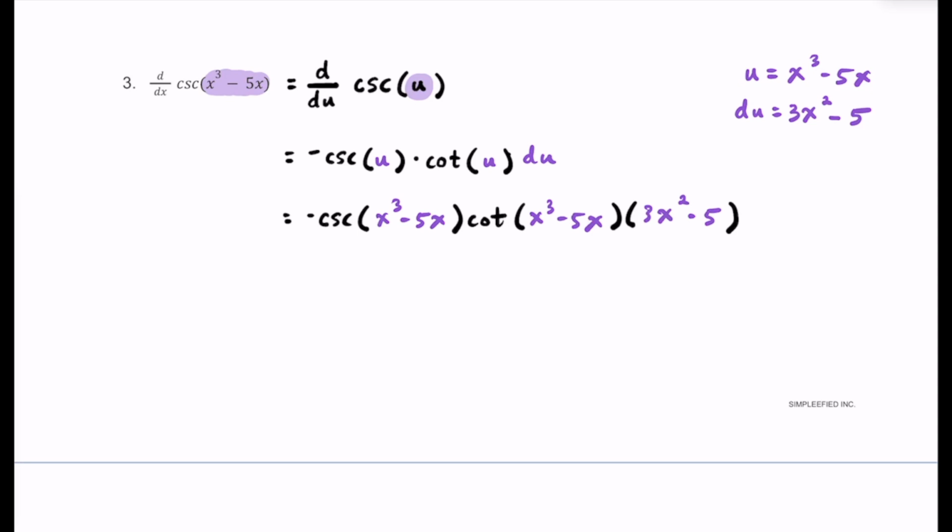So I know the answer for this one happens to be a little bit long, but it's the derivative of this cosecant of this x cubed minus 5x. So there you have 3 different practice problems on finding the derivative of a few different trig functions.